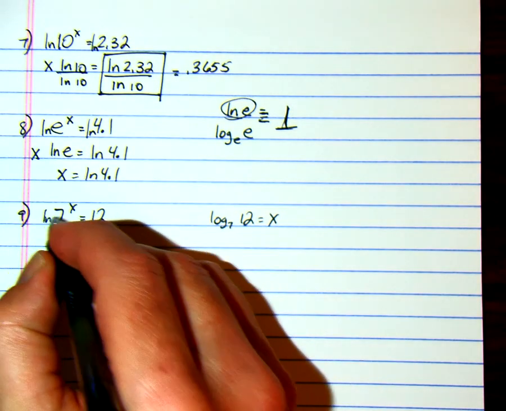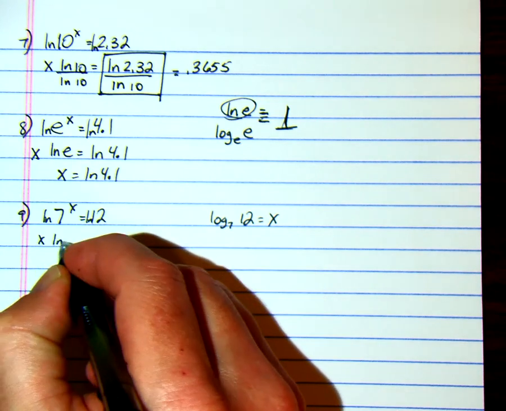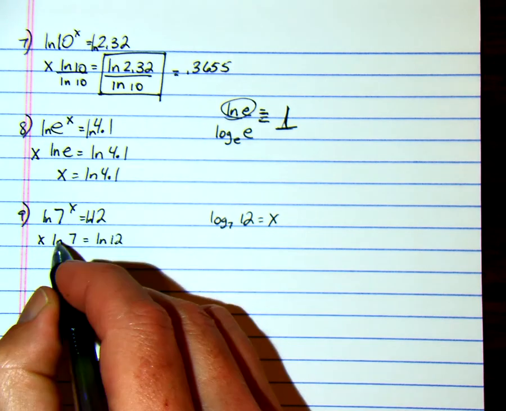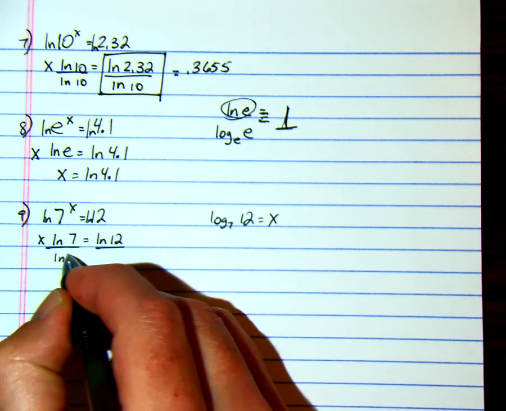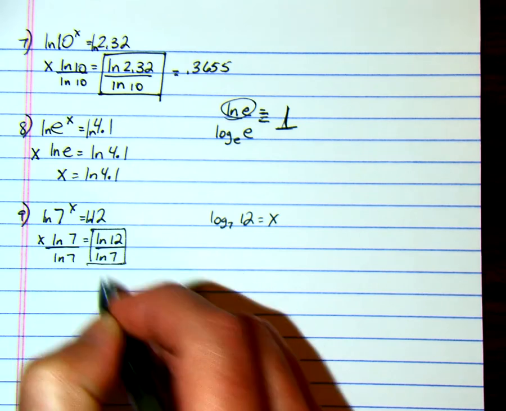So again, we have to natural log both sides. We're going to move that variable in front. So we have x times the natural log of 7 equals the natural log of 12. We're going to divide out the natural log of 7. So there it is. There's one answer.